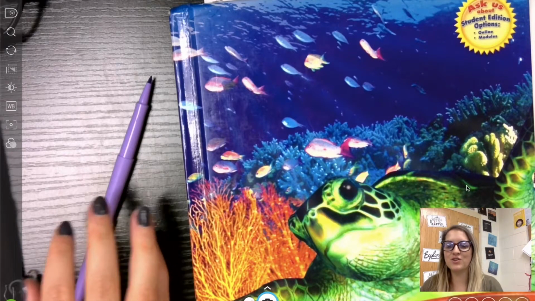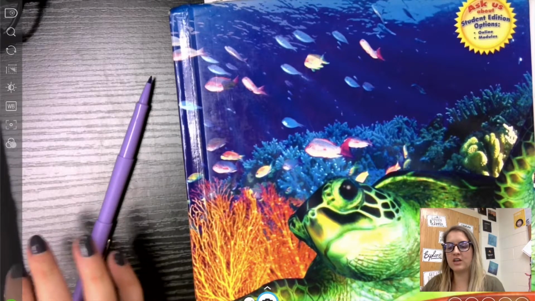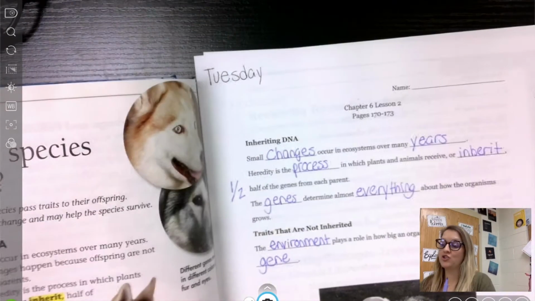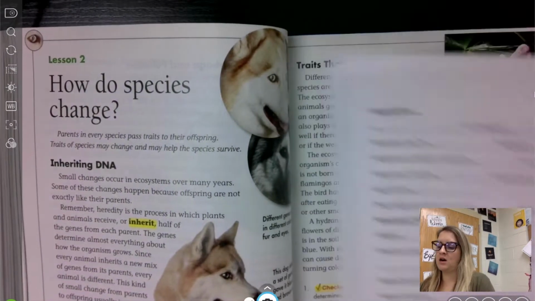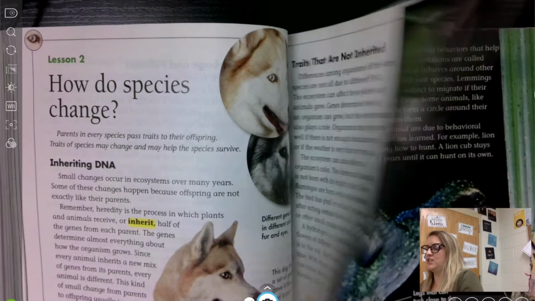All right, so you can open your books from yesterday and you should have your notes right in there. Flip them over to the back side and make sure that you're on page 172.